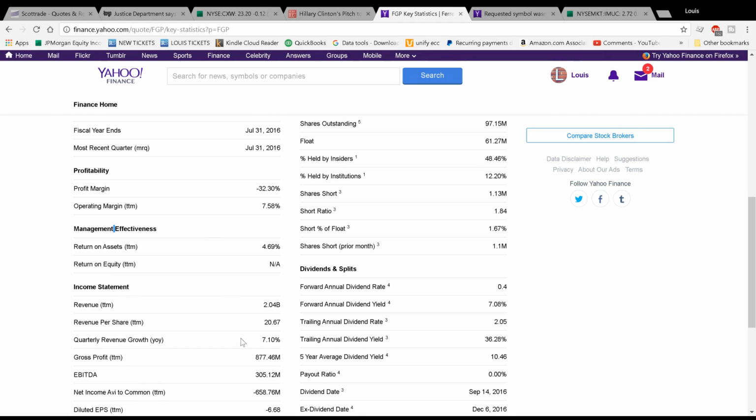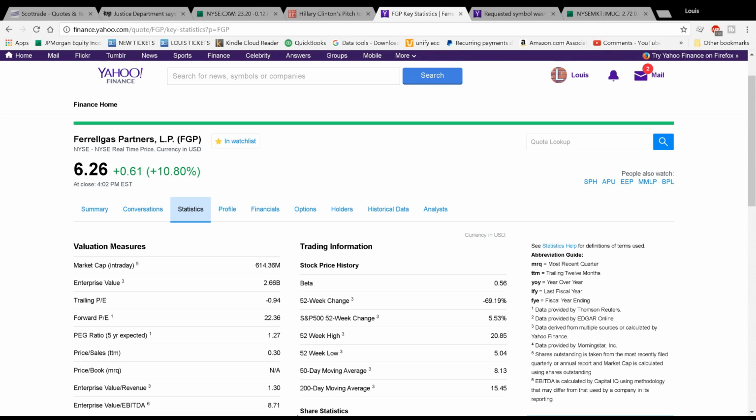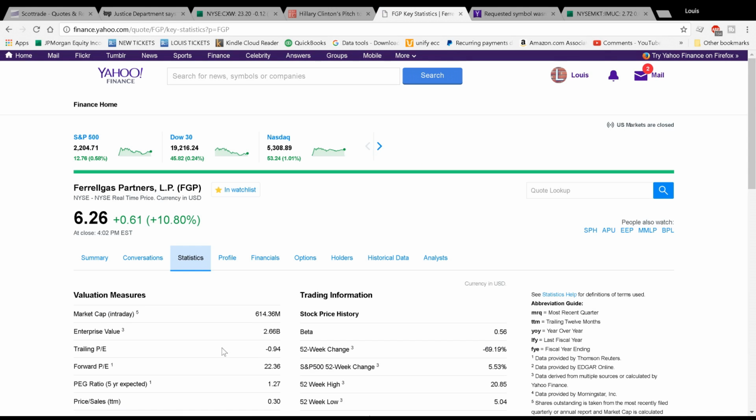Because when you get to this page, this is where people start to get confused and their eyes glaze over, and they go to TV and say, Kramer, tell me what to buy. I don't want to read through all this. So let's get to that.